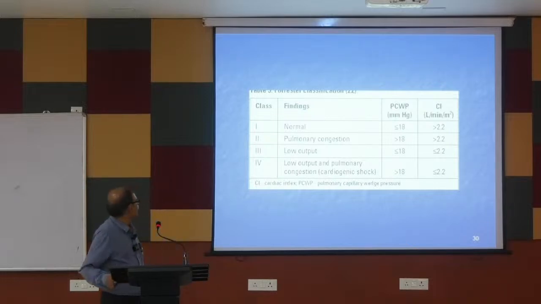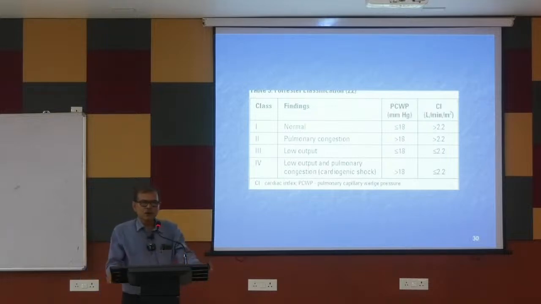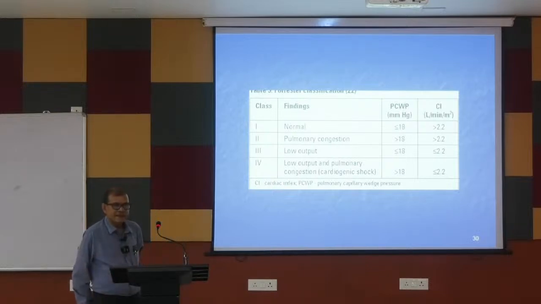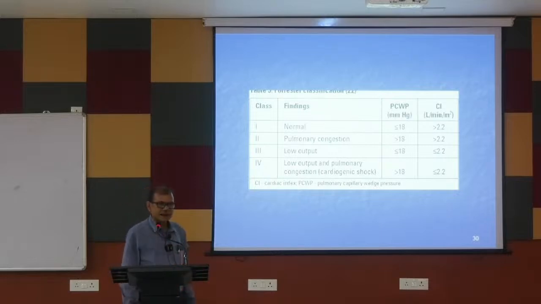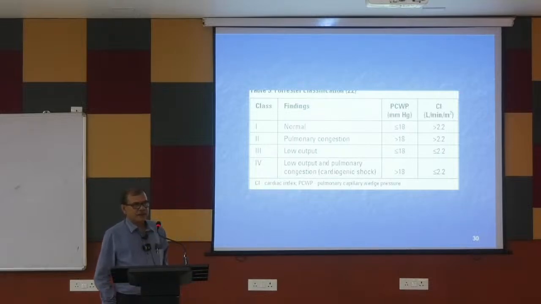For example, class 1 normal, that is, no chronic congestion, no chronic hypoperfusion, then estimation of the PCWP is definitely less than or equal to 18 millimeters of mercury. Cardiac index more than 2.2. What are the normal values of the cardiac index?